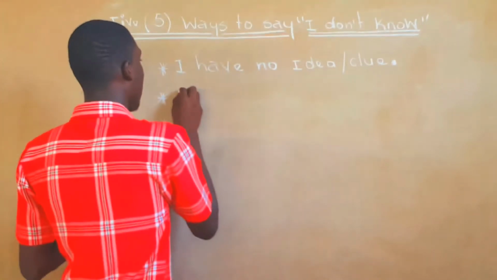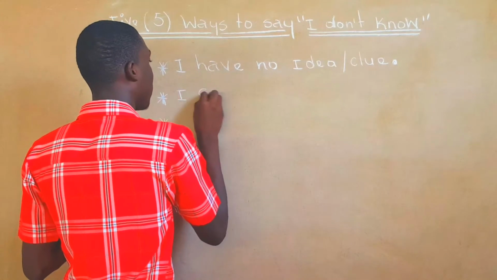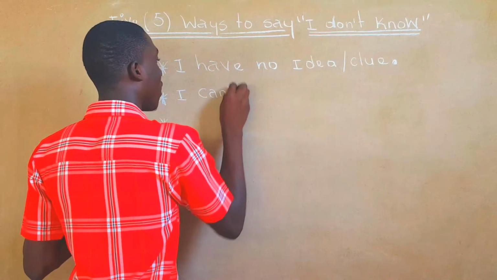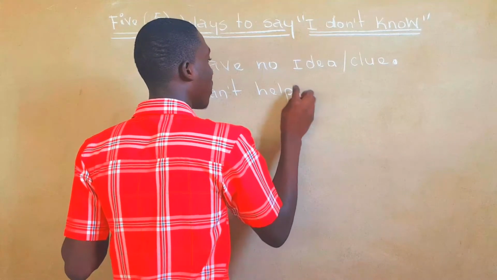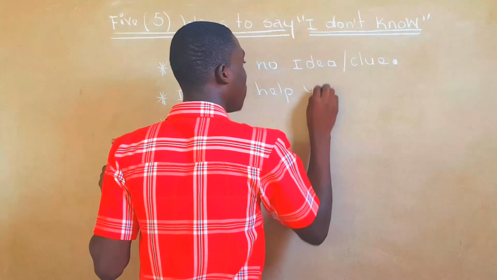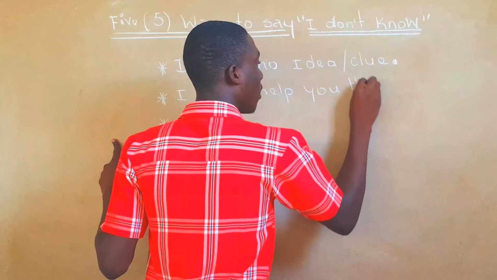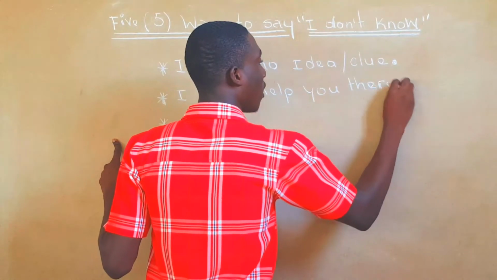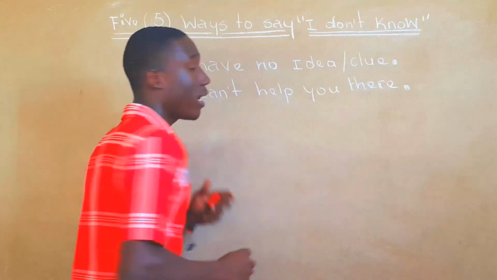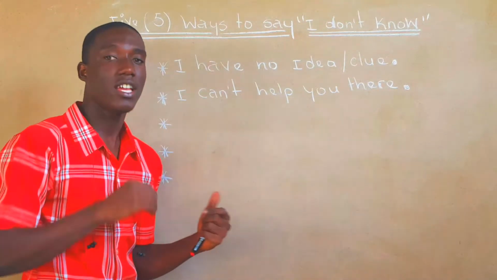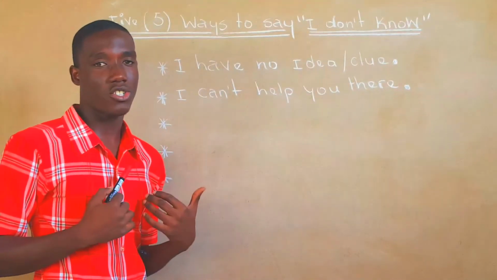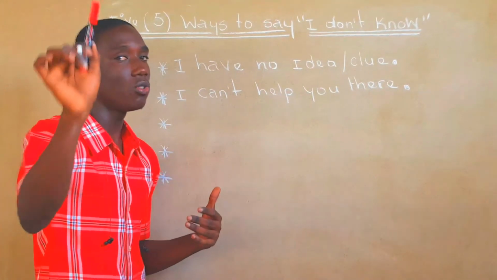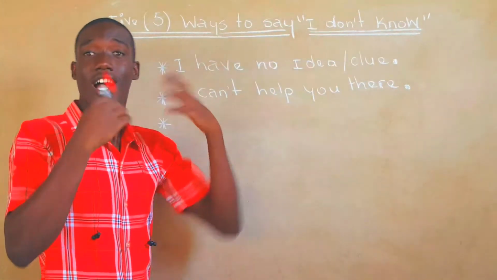Okay, now the second one. You can say I can't help you there. I can't help you there. If I say how much money can I buy a car, and you don't know, don't say I don't know.